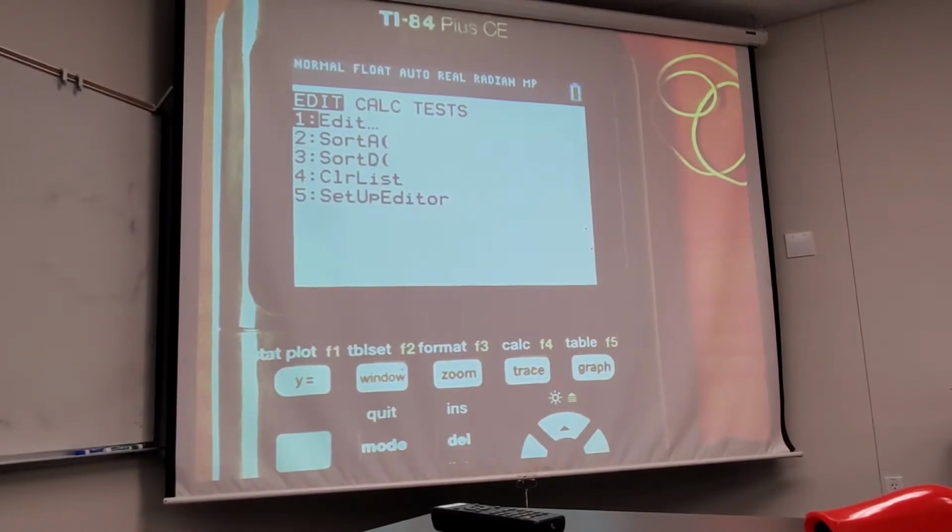Why am I getting into this? I want to calculate something, correct? I want to make the calculator calculate the standard deviation for me. So I want to go over where it says calc.